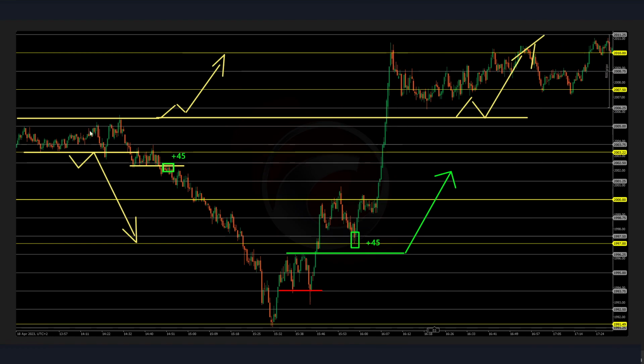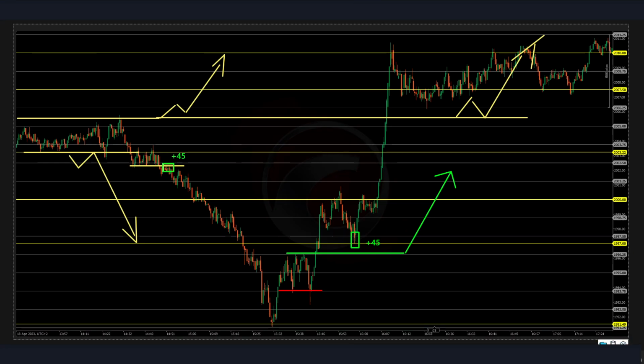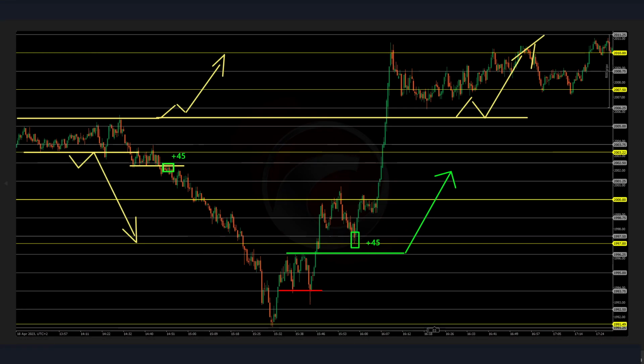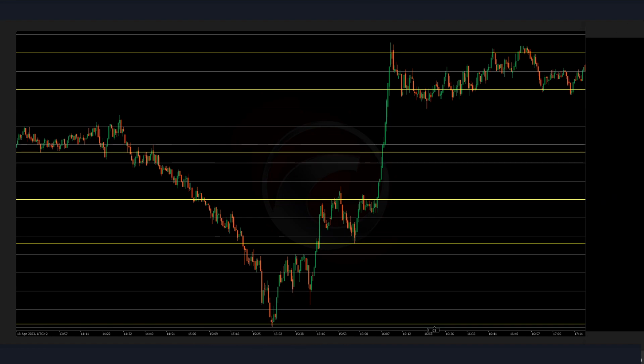There was a breakout, but there was no real trade opportunity. But yes, at least we had a couple of trades. And on to the next one. So like this. Blackboard coming back.